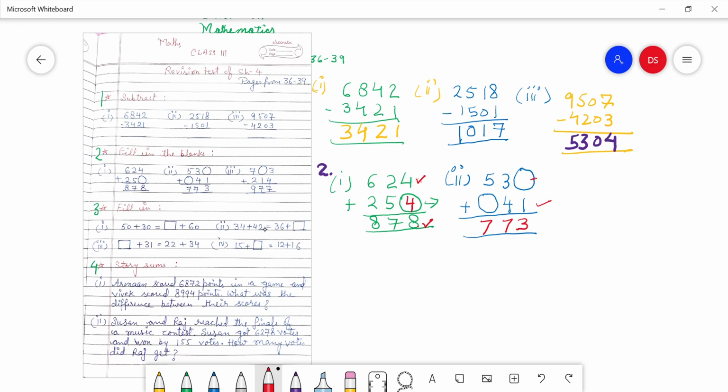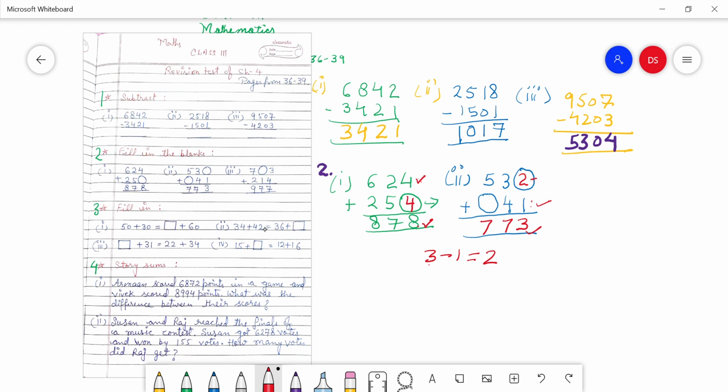So we will subtract the second number from the answer. The second number is 1 and the answer is 3. So 3 minus 1 is 2. We got this number. This is 2. And we can check also: 2 plus 1 is 3. Then the second line is completed already.